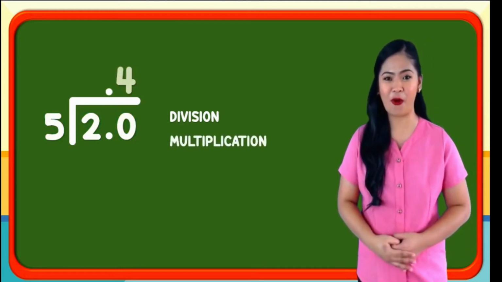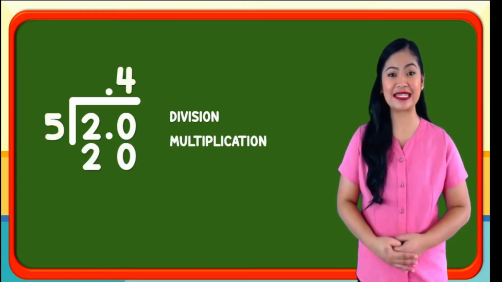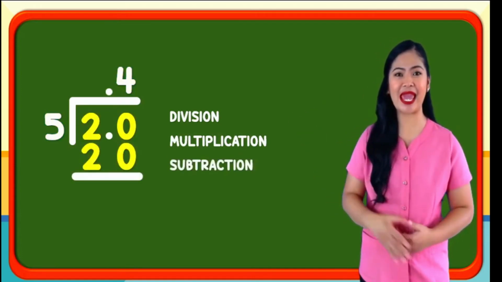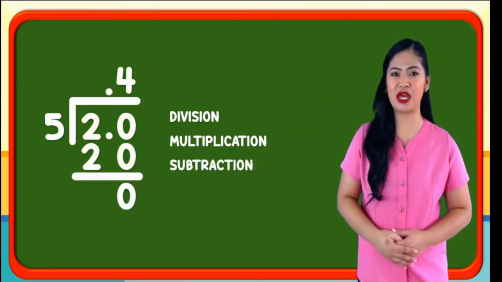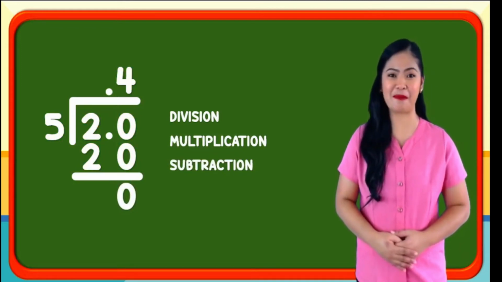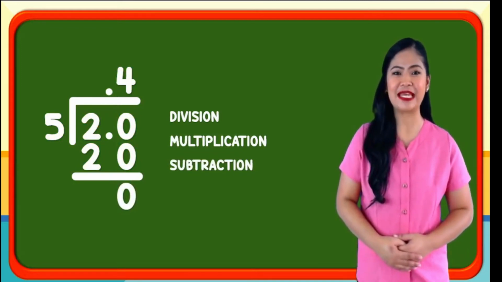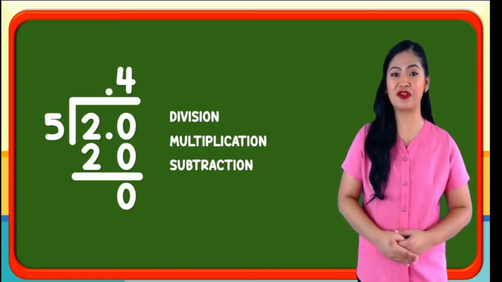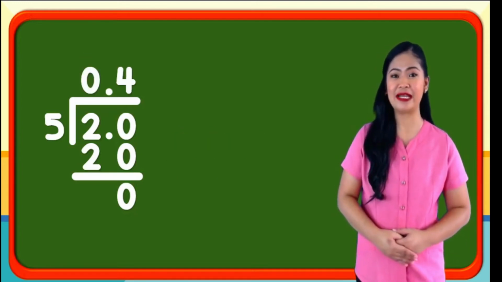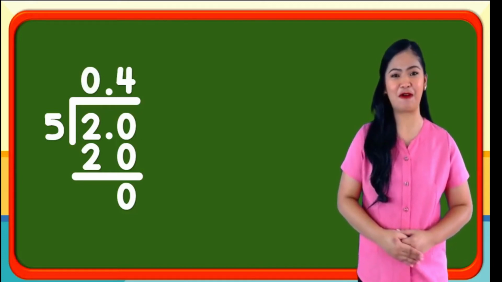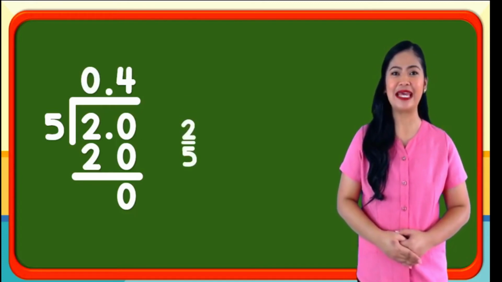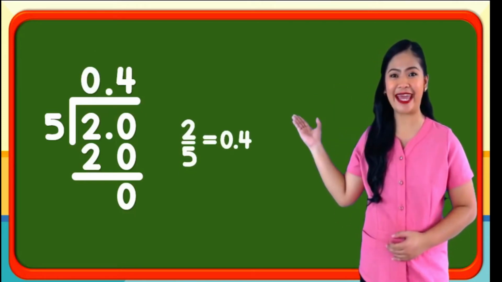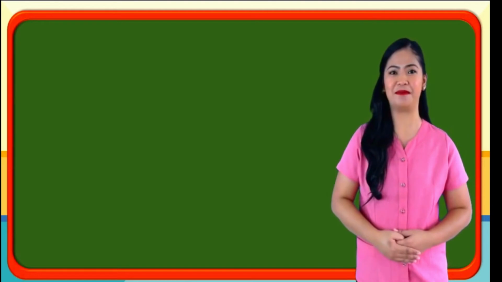Then, 4 times 5 is 20. 20 minus 20 is 0, which leaves us now with a remainder of 0. Since there is no number written in the units place, we're just going to write 0 before 4. That makes it 0.4. Therefore, 2/5 is equal to 0.4 or 4/10 in decimal form.